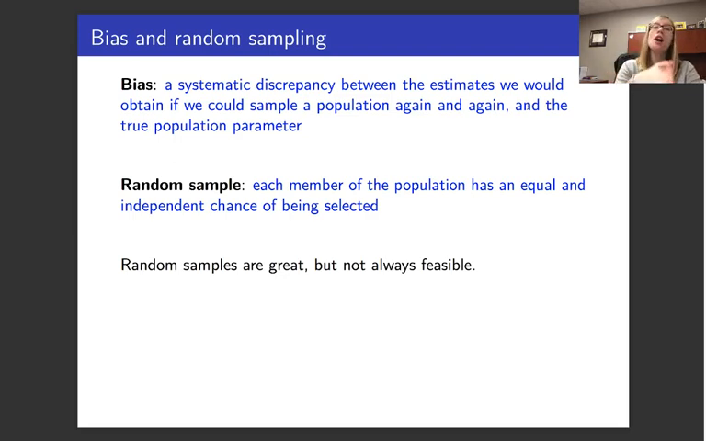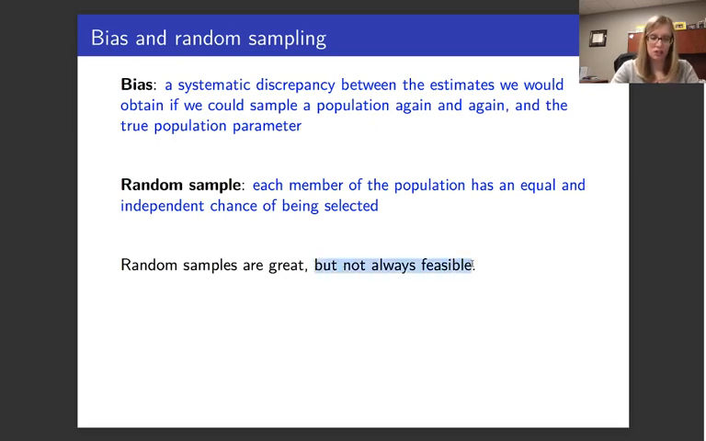One of the ways that we accomplish that is by taking what's called a random sample. So in a random sample, each member of the population has an equal and independent chance of being selected. This is just like drawing names out of a hat. If we choose people completely at random, that's actually one way that we get to minimize the bias between the true population parameter and the sample statistic.